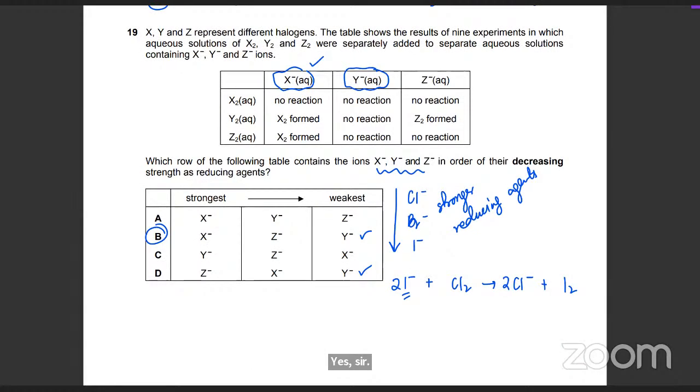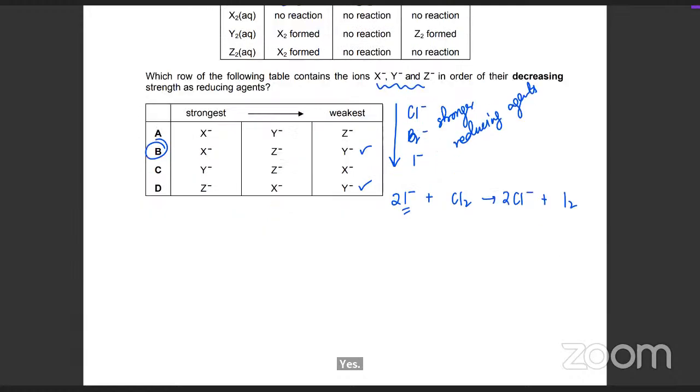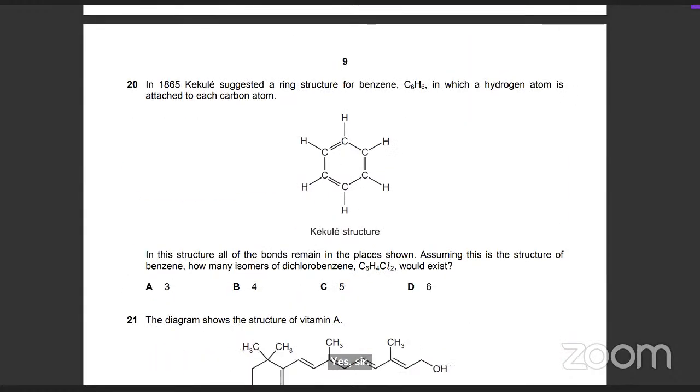So next is organics. You've got this structure which is C6H6. That's benzene, and that's a Kekulé structure in which a hydrogen atom is attached to each carbon atom. So it's 3 alternating double bonds. In this structure, all of the bonds remain in the place shown. Assuming this is the structure of benzene, how many isomers of dichlorobenzene would exist?